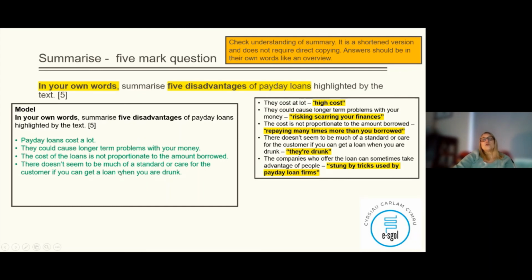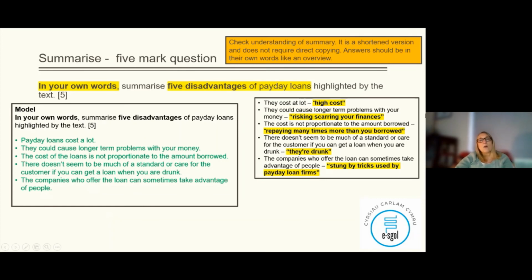And then stung by tricks used by payday loan firms. So the companies who offer the loan can sometimes take advantage of people. So I've just again put that in my own words there. But that hopefully shows you an idea of how to interpret those phrases that you're looking for and put them in your own words.